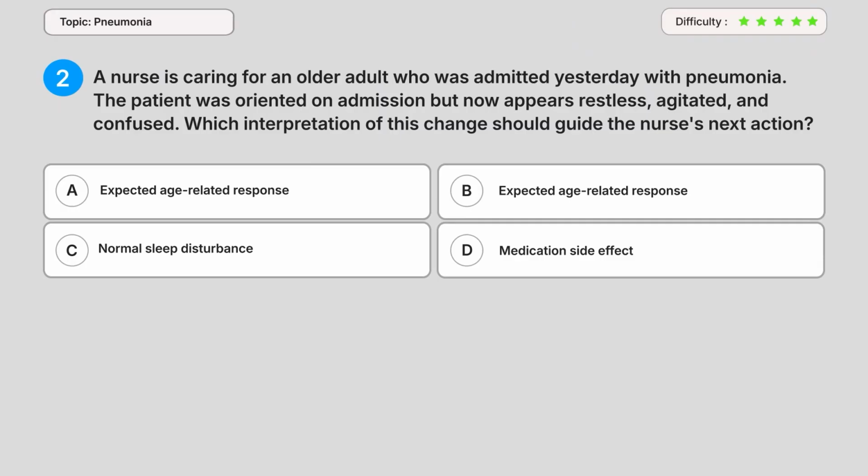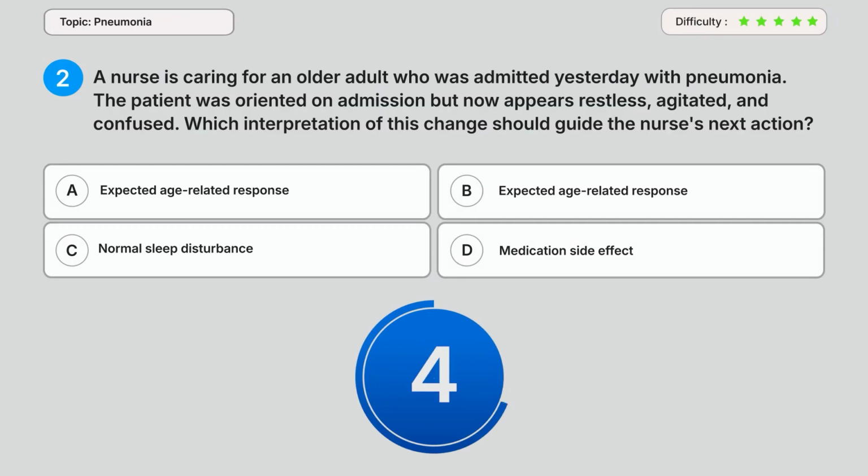A. Early sign of hypoxia. B. Expected age-related response. C. Normal sleep disturbance. D. Medication side effect. Can you guess the answer?